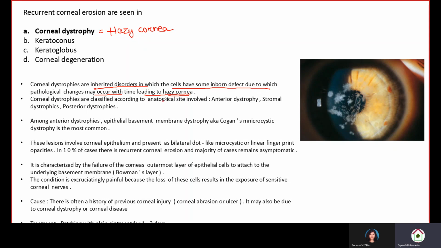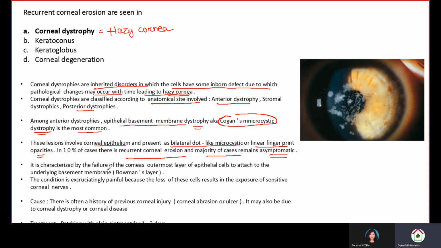Corneal dystrophies are classified according to the anatomical site involved. Anterior dystrophy, stromal dystrophy, posterior dystrophy. Among anterior dystrophies, epithelial basement membrane dystrophy, also known as Cogan's microcystic dystrophy, is the most common. These lesions involve corneal epithelium and present as bilateral dot-like microcystic or linear fingerprint opacities. In 10% of cases, there are recurrent corneal erosions, and the majority of cases remain asymptomatic.